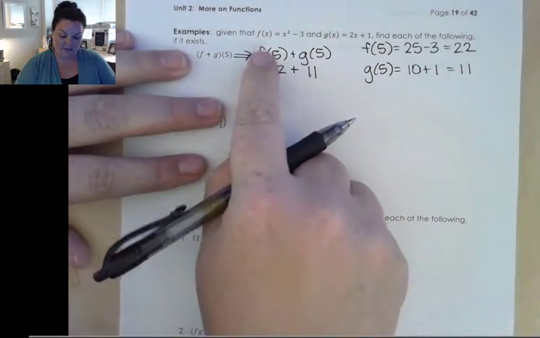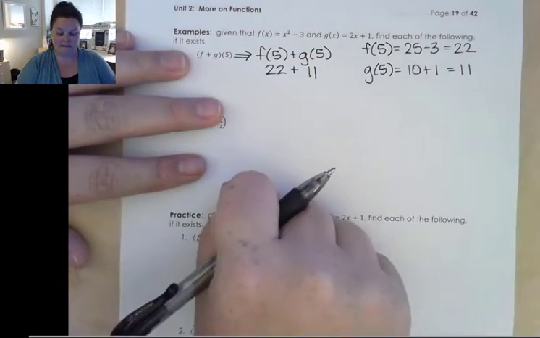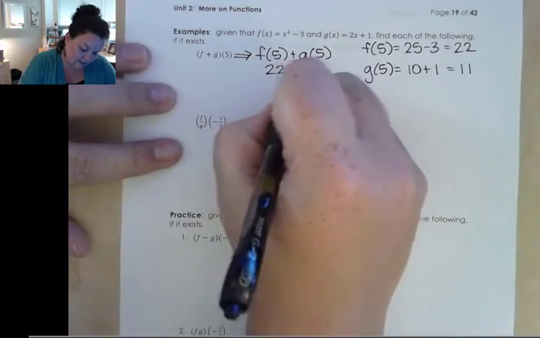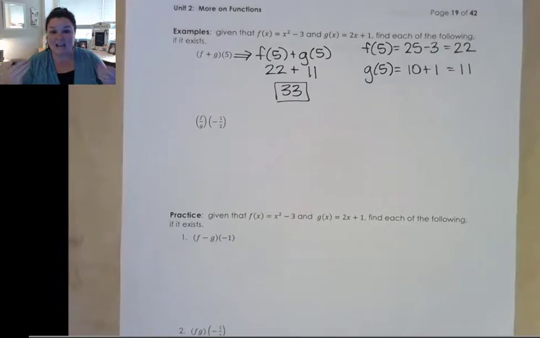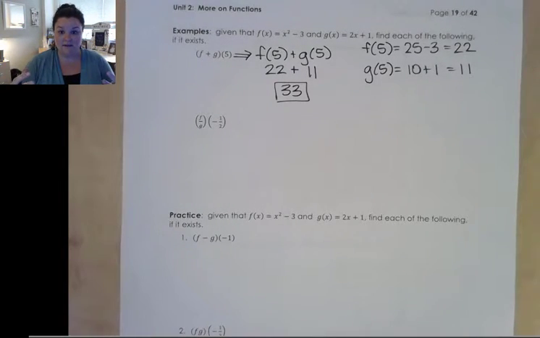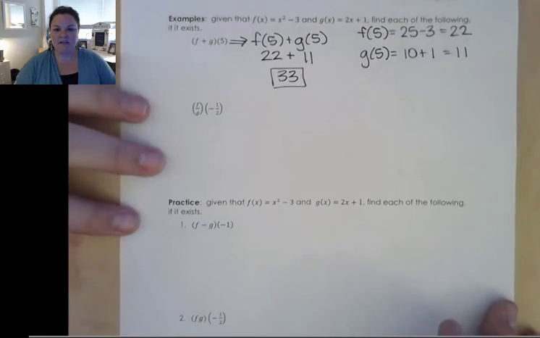Now that I know what f of 5 is and I know what g of 5 is, I can add those together to get 33. And that was a lot easier than first having to come up with the f plus g function and then plug 5 into it. Does that make sense? All right, let's look at another one.